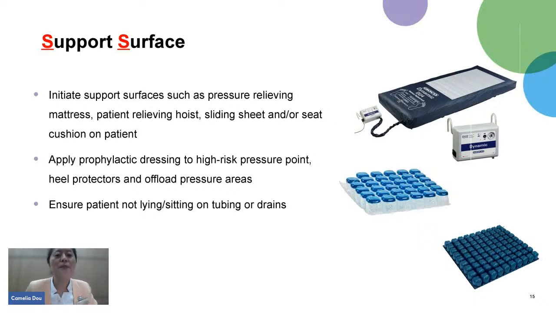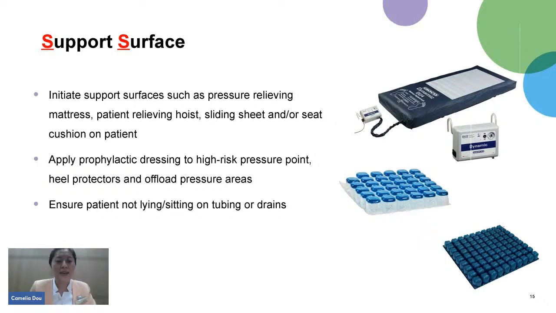Also try to use a sliding sheet to help shift the patient, because you want to reduce friction. Use a seat cushion when the patient is sitting out of bed, because when sitting, the part that tends to develop pressure injury is the ischial area, so we keep the cushion to help offload. And of course, prophylactic dressing. I believe we are all doing very well: every patient who comes in gets the five-layer prophylactic foam dressing to help offload.